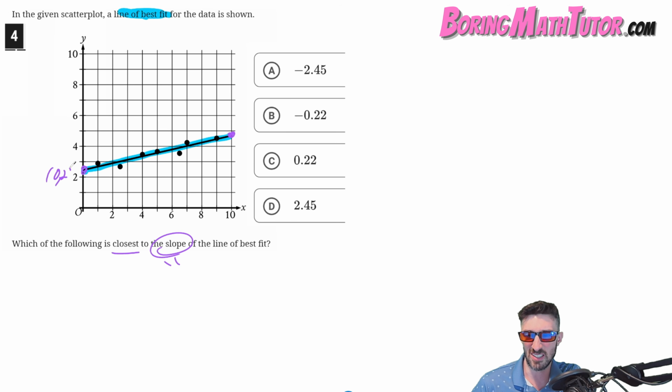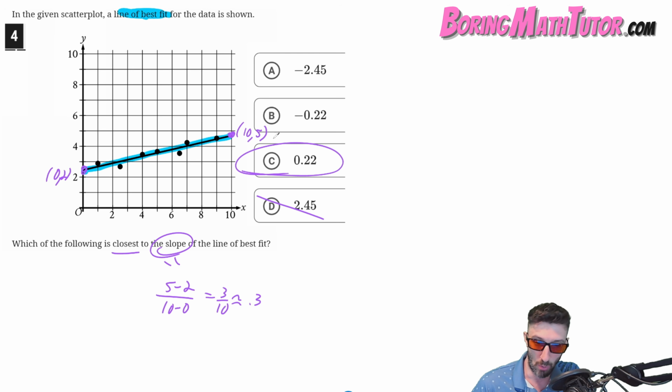So this is kind of like 0, 2, and this one is kind of like 10, 5, I guess. But then you just do 5 minus 2 over 10 minus 0. That's 3 over 10. That's approximately 0.3, which would be closest to this one. Definitely not this one. There's no way we were off by that much. So the answer is C.